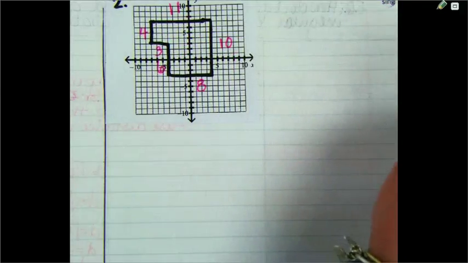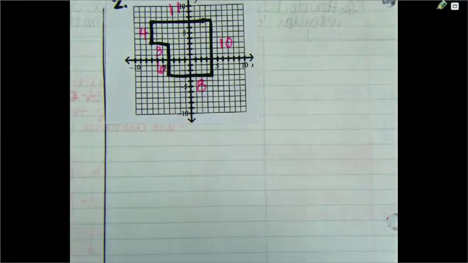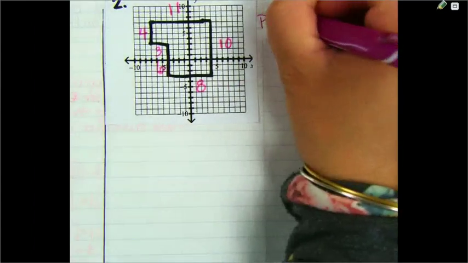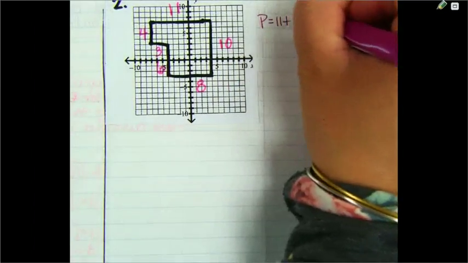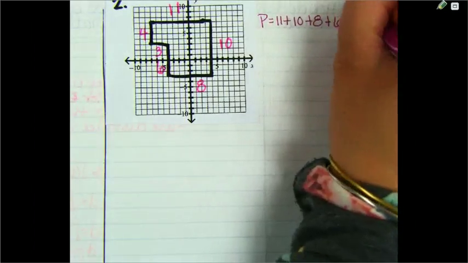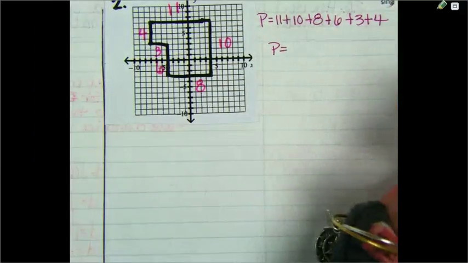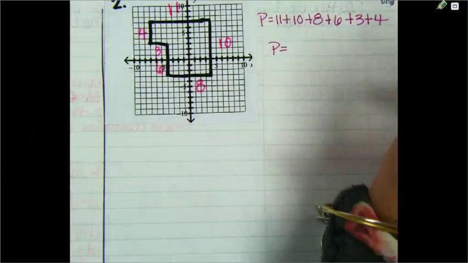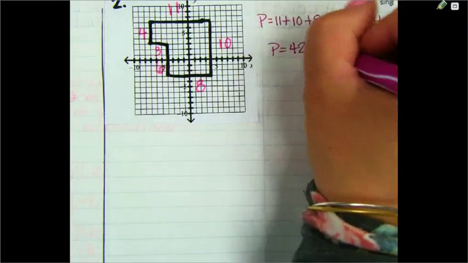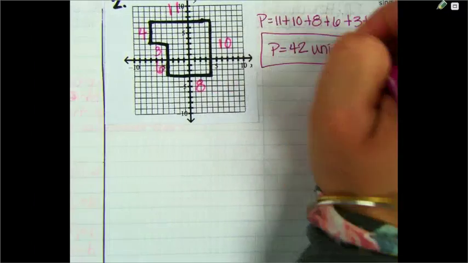Questions? All right. Let's go ahead and do, what do we want to do first? Perimeter. All right. How do we find perimeter? Add them all up. So we're going to start with 11 plus 10 plus 8 plus 6 plus 4. Do you have to write it out? Yes, you do. Otherwise, I don't know where you got it from. So what's your perimeter? 42 units. Well, that was fancy. All right. We good here?